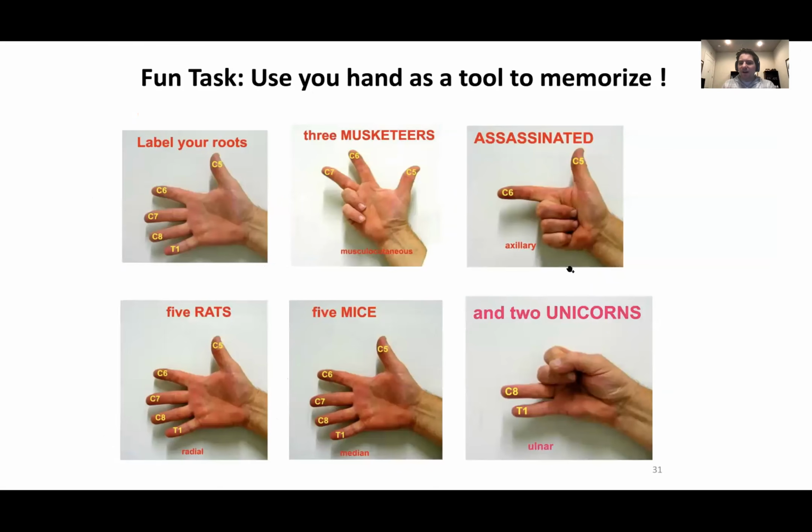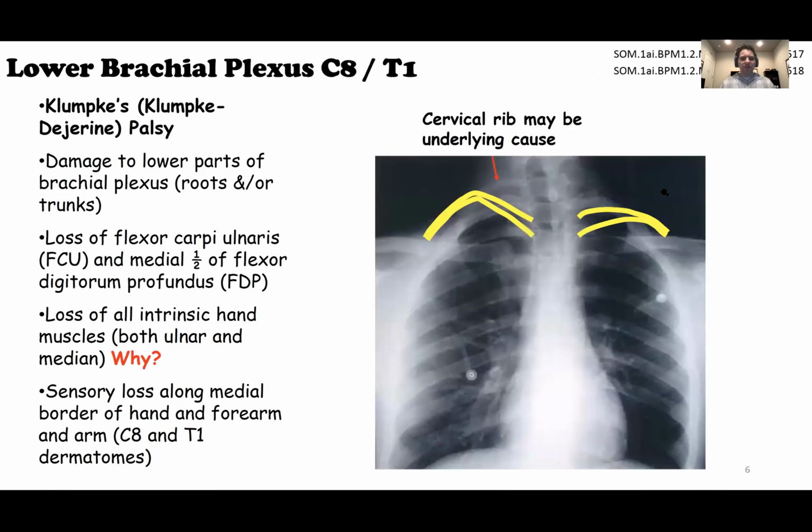This is great. I love this. So let's just take a second to go through this. If you label your hands C5, C6, C7, C8, and T1, right? You could do 3 musketeers. That means the musculocutaneous comes off of C5, C6, C7. Axillary is assassinated like a gun, C5 and C6. 5 rats, rats is radial, all 5. 5 mice, mice is median. 2 unicorns, that means the ulnar comes off of C8 and T1. Because, you know, the brachial plexus kind of crosses over and stuff. So if they talk about some sort of injury, you can trace it back up to the brachial plexus using this. So I really do like that.